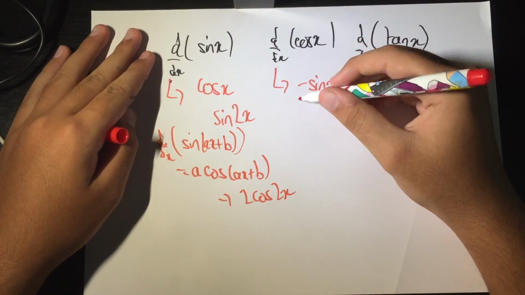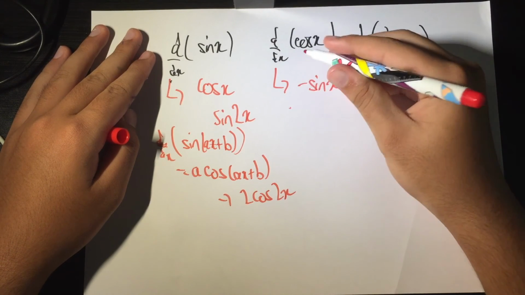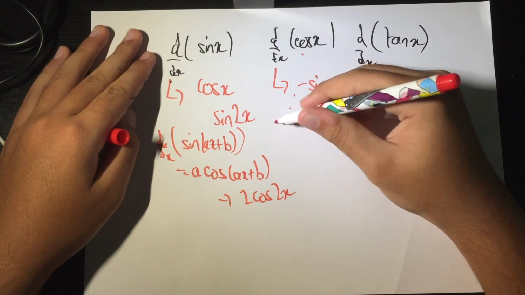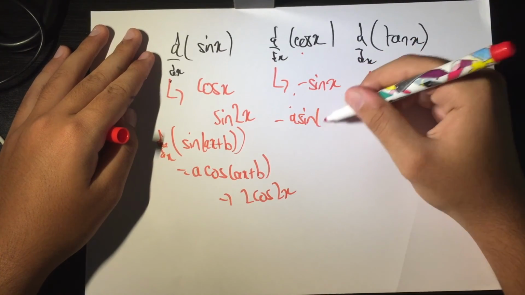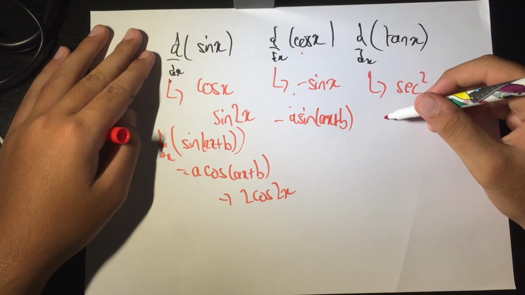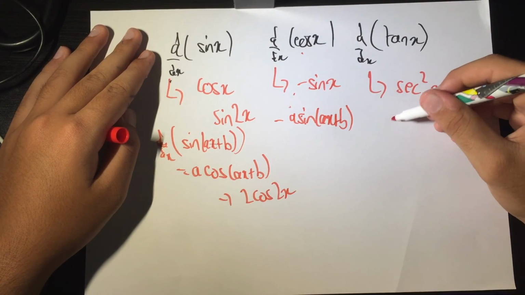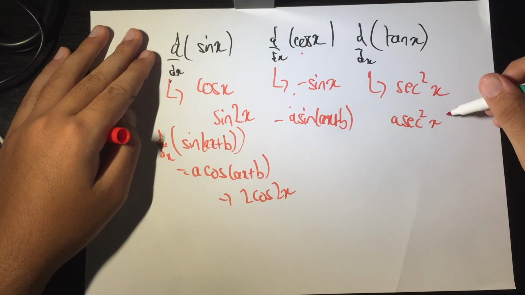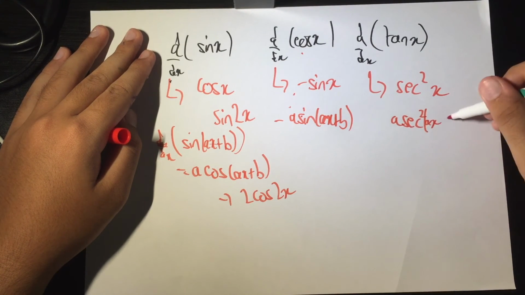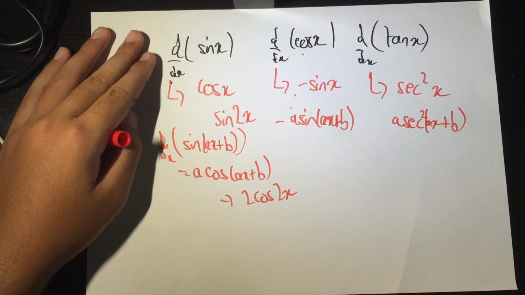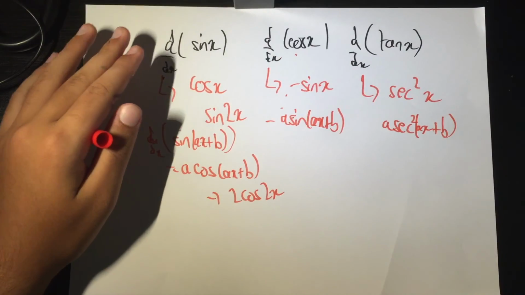If you want to differentiate cos, the derivative will be negative a sine ax plus b. The derivative of tan will be a sec squared of ax plus b. It's just going to be like this. So it's really easy. You just use this formula.